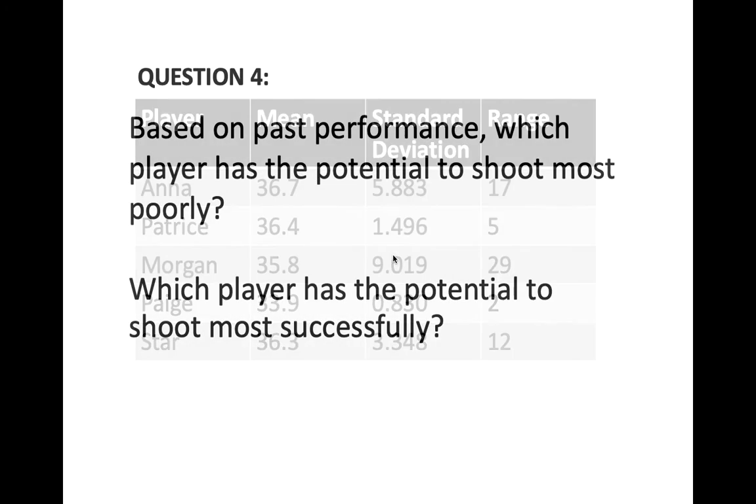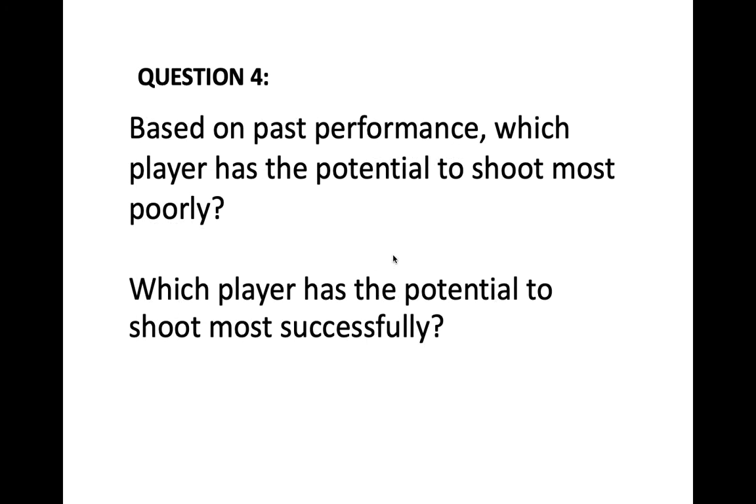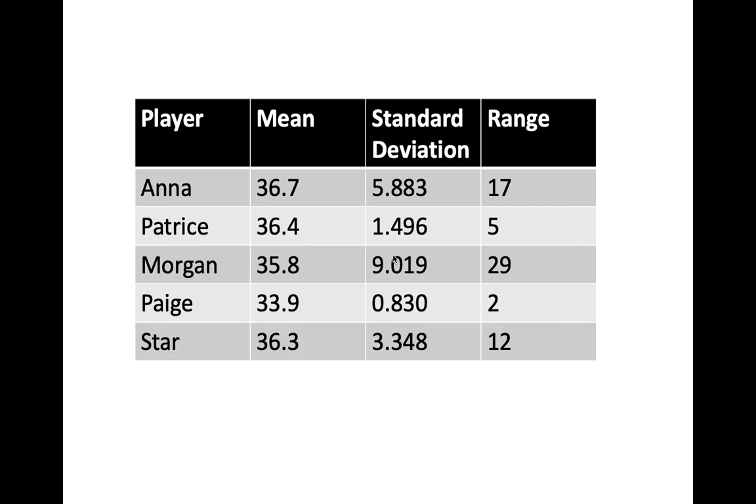So based on the past performance, which player has the potential to shoot most poorly and which one has the potential to shoot most successfully? Well, I suppose you could say Morgan. Morgan could do a really good job and she could do a really poor job. And then again, if I want someone that I'm going to be able to rely on who's consistent, well, Paige is pretty consistent.